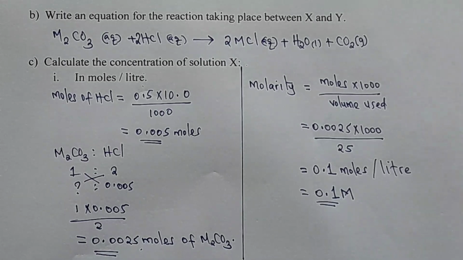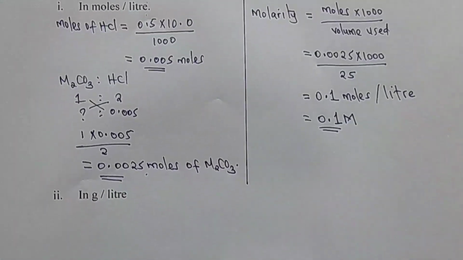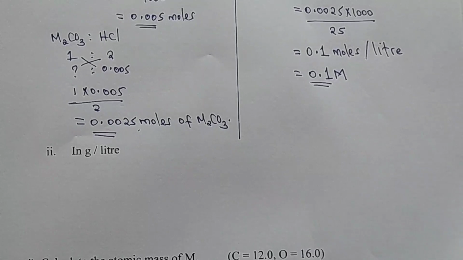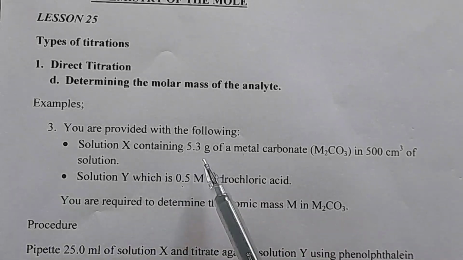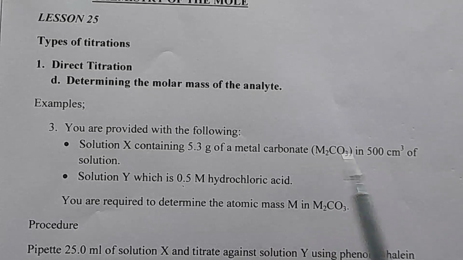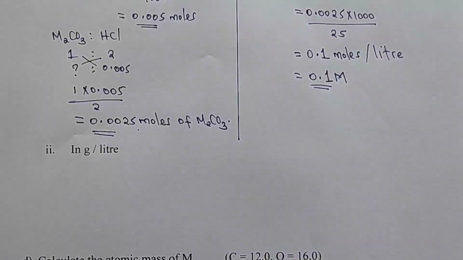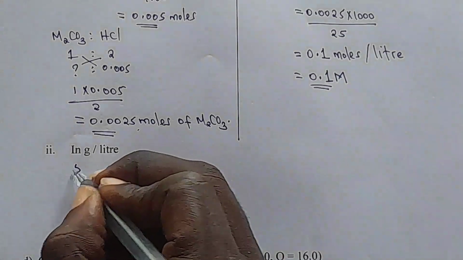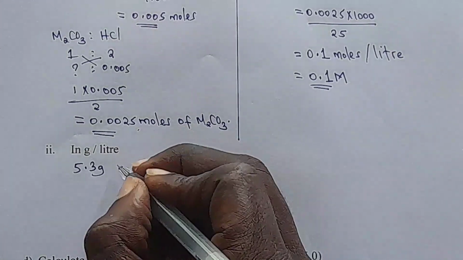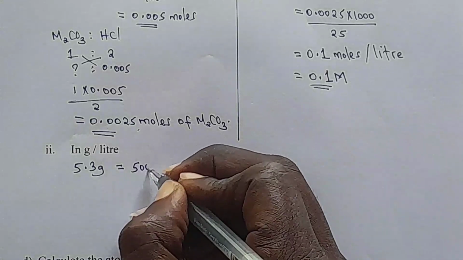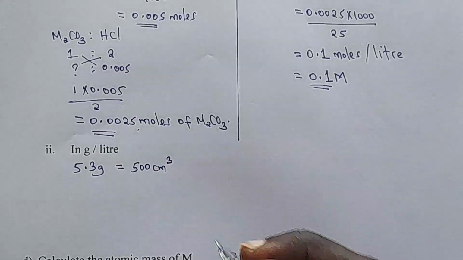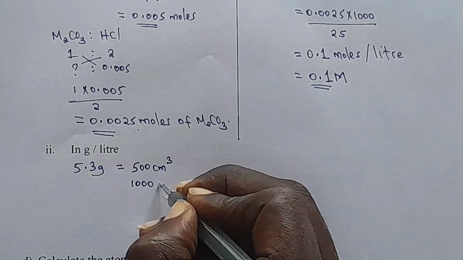Then we proceed to part C Romeo 2. We are told the concentration of solution X in grams per liter. So the information given is we are told solution X containing 5.3 grams of a metal carbonate in 500. So we are going to say 5.3 grams of this M carbonate was dissolved in 500 centimeter cube of solution. Then we ask ourselves, what about 1000 centimeter cube?